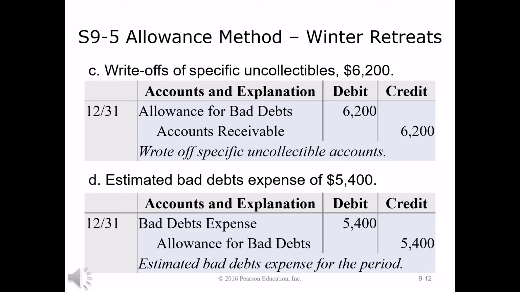The second adjustment here is for when we have an estimation, and this would be an adjusting journal entry to establish our bad debts expense for the period. This is usually based on one of the methods that we talked about, and here they have calculated that to get to the balance that they want, they need to adjust the allowance for bad debts account by $5,400, and the expense is bad debts expense.